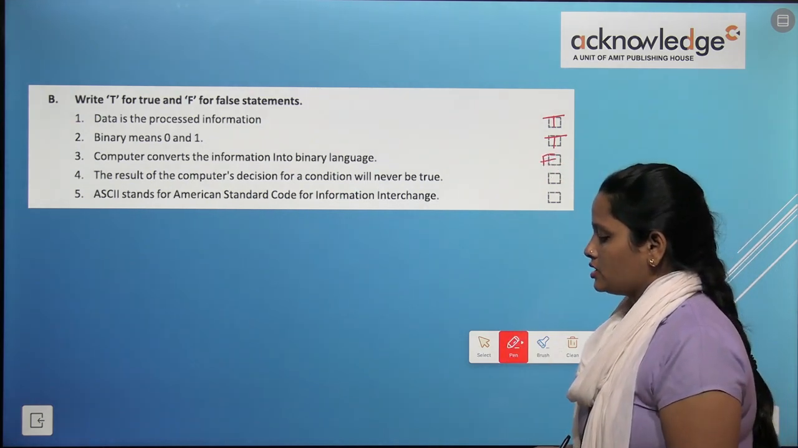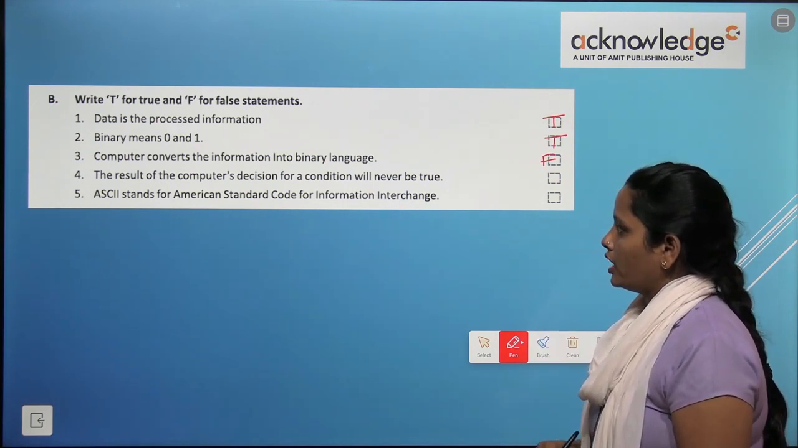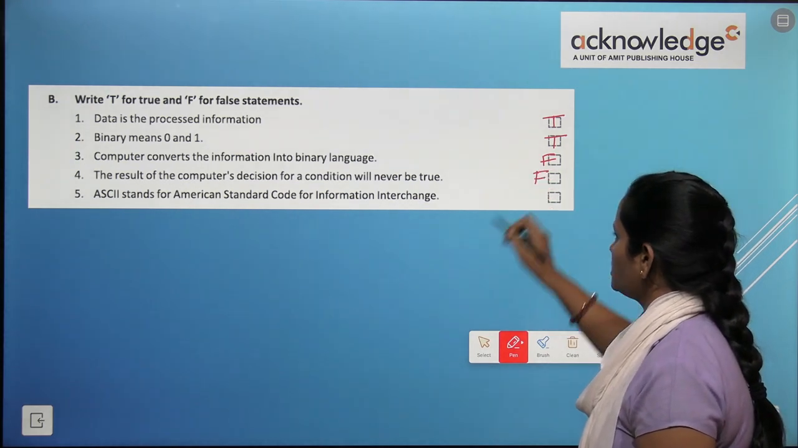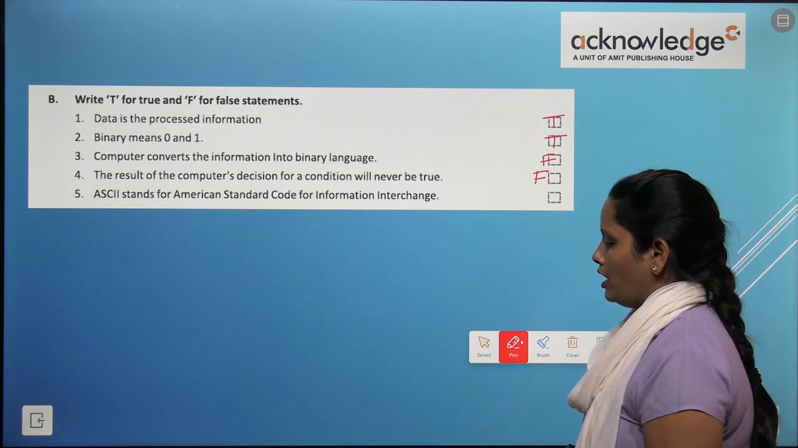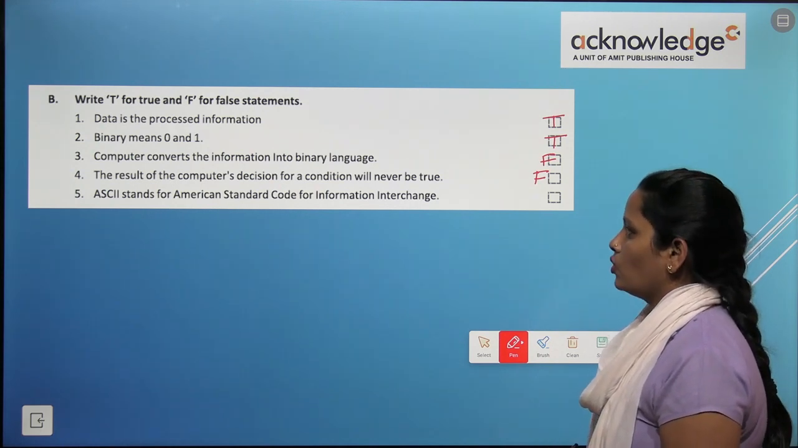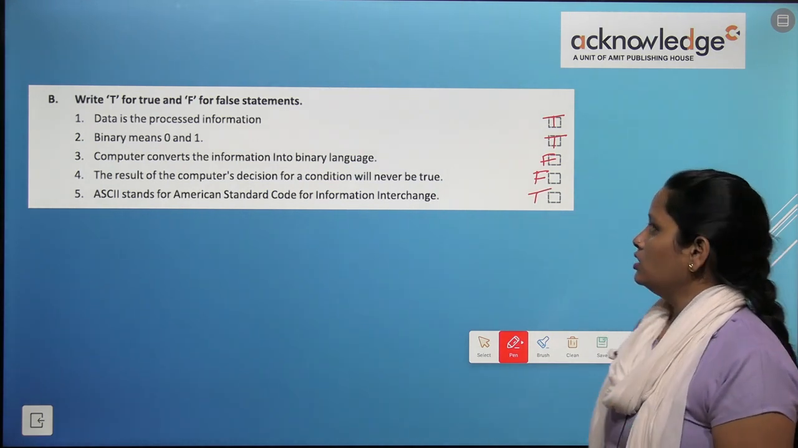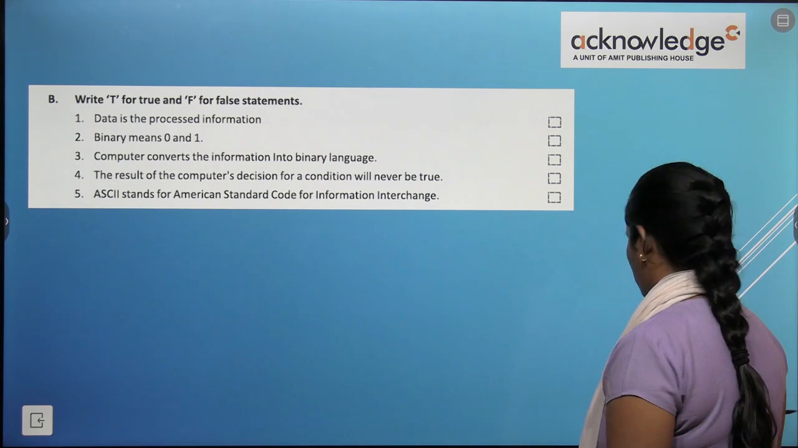Now, the result of the computer's decision or a condition will never be true. False. ASCII stands for American Standard Code for Information Interchange. True. So 3 and 4 are false and the rest are true.